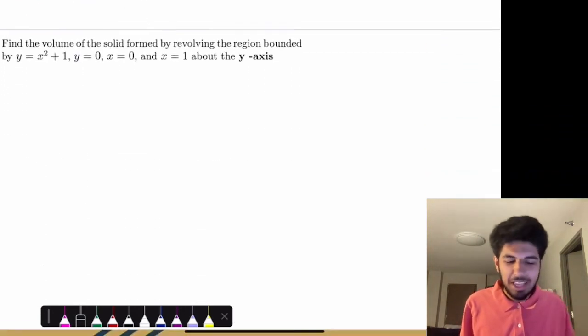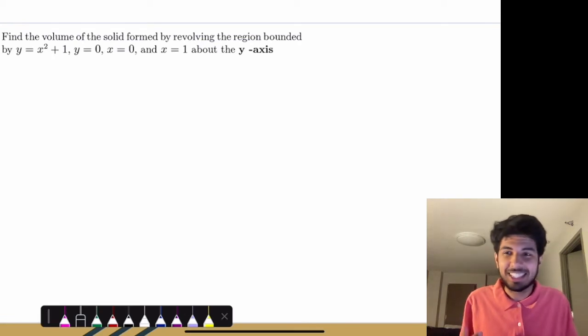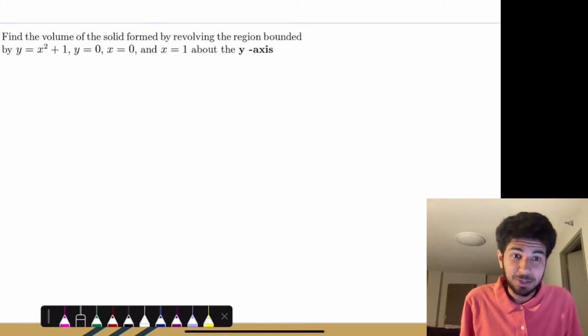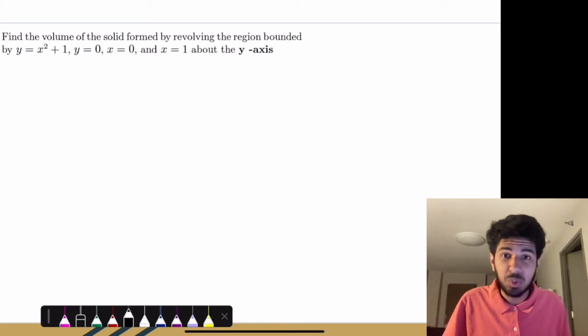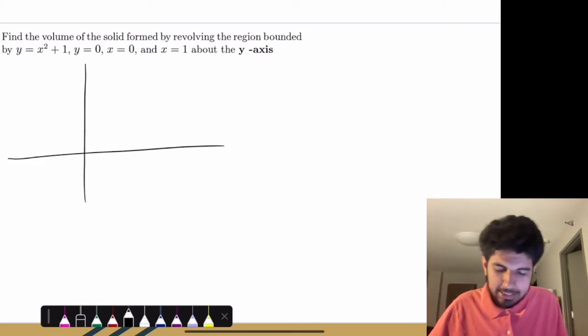One more problem, and unfortunately, it's a little bit tough, but bear with me, because this is the type of problem that once you solve it, you'll be feeling really good about yourself because you'll really be understanding things. We have these different curves. We're revolving it about the y-axis. Let's graph it. So these are my coordinate axes.